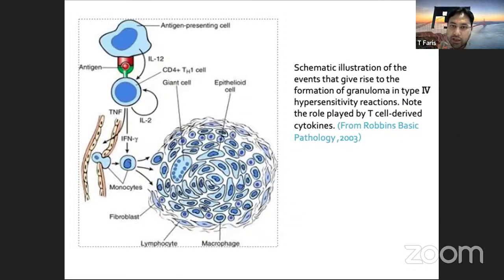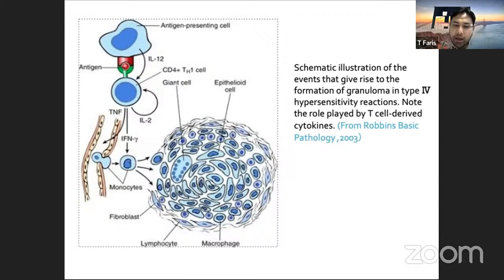All right, and type 4 and each of these types have different mechanisms. If I ask you in the examination to explain type 1 hypersensitivity plus give me examples of the diseases, you can come up with the mechanism, you can come up with the images, you can illustrate the mechanism. How does it happen? This is a schematic illustration of the events that give rise to the formation of granuloma in type 4 hypersensitivity reactions. Note the role played by the T cell derived cytokines.